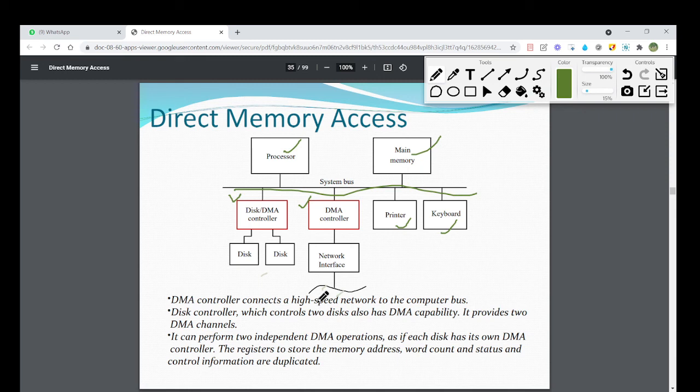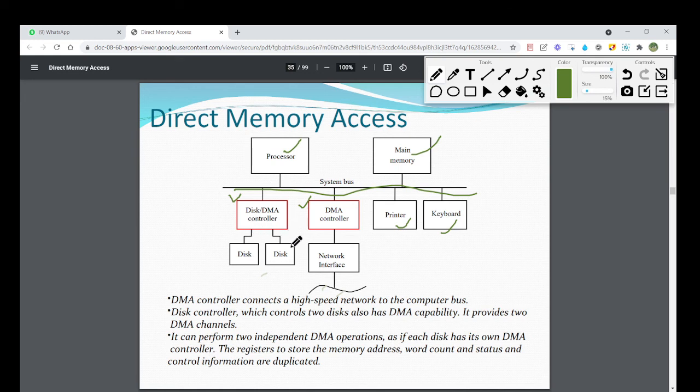The DMA controller connects a high-speed network to the computer bus. That is, the high-speed network is connected to the system bus with the DMA controller in between. The disk controller, which controls two disks, also has a DMA capability. Two disks are given here, and they are connected to the DMA controller. It provides two DMA channels. It looks like it is actually one, but it gives the impression of two DMA channels, so it can perform two independent DMA operations as if each disk had its own DMA controller.